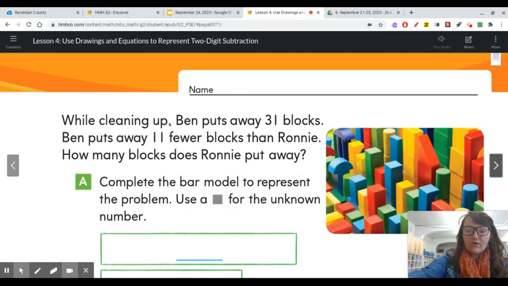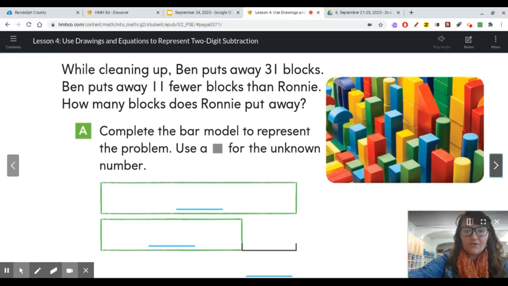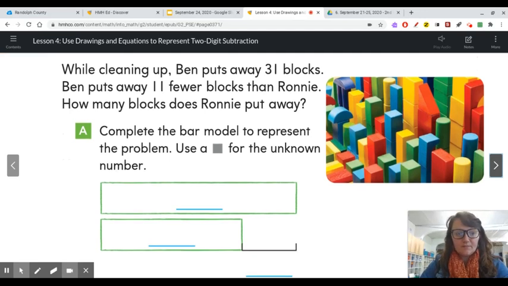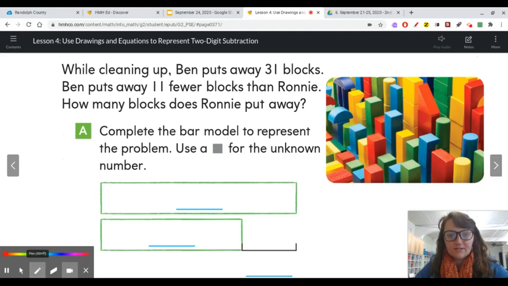All right, while cleaning up, Ben puts away 31 blocks. Ben puts away 11 fewer blocks than Ronnie. How many blocks does Ronnie put away? So complete the bar model to represent the problem. Use a square for the unknown number. Okay, so looking at this, they haven't filled in any of it. So now it's your turn.